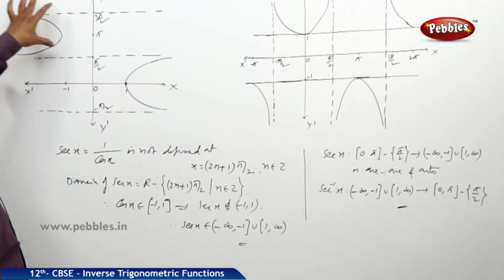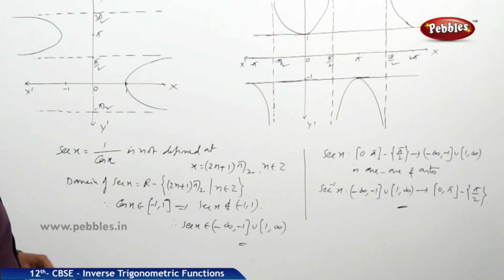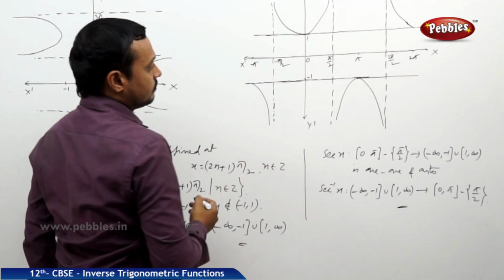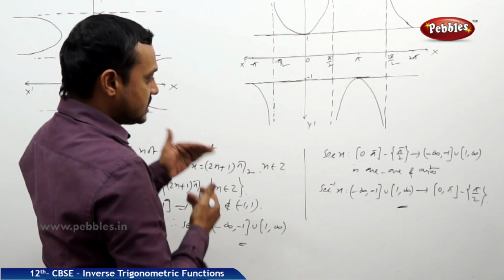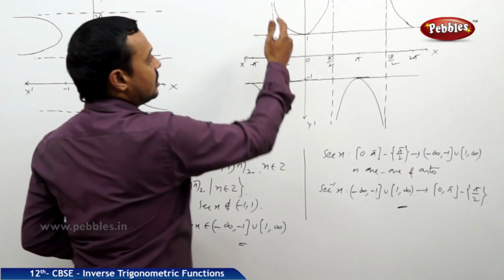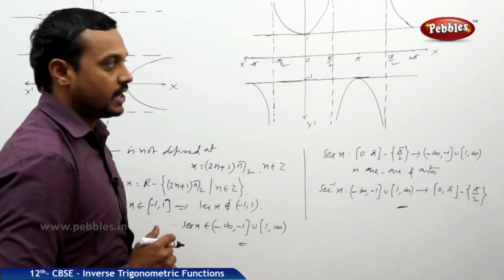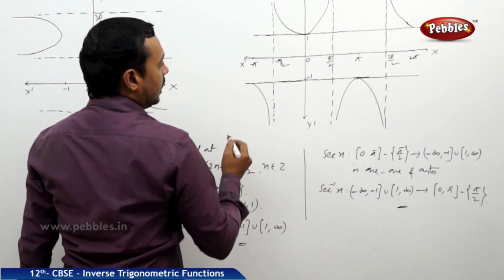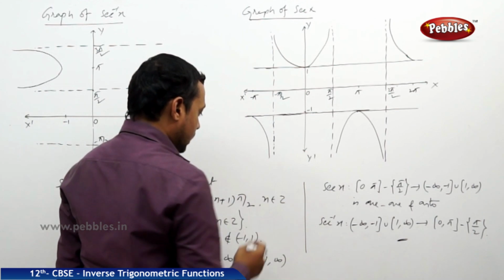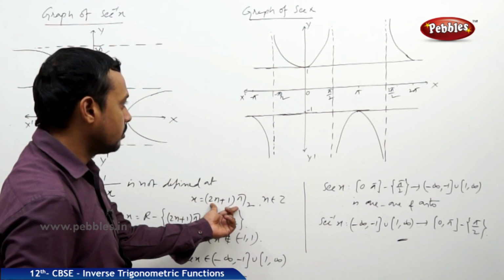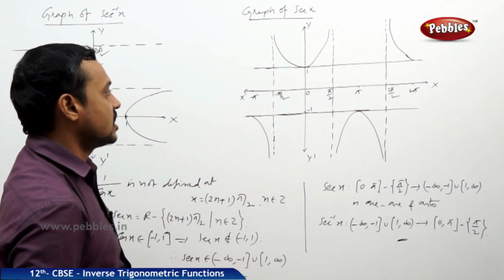Now, above we have the graphs of secant x and secant inverse x. We know that the secant x graph is like this. Similarly, just like cosecant x, secant x values do not belong to the interval minus 1 to 1, so there is no graph between minus 1 and 1. At odd multiples of pi by 2, (2n plus 1) pi by 2, secant x does not exist.